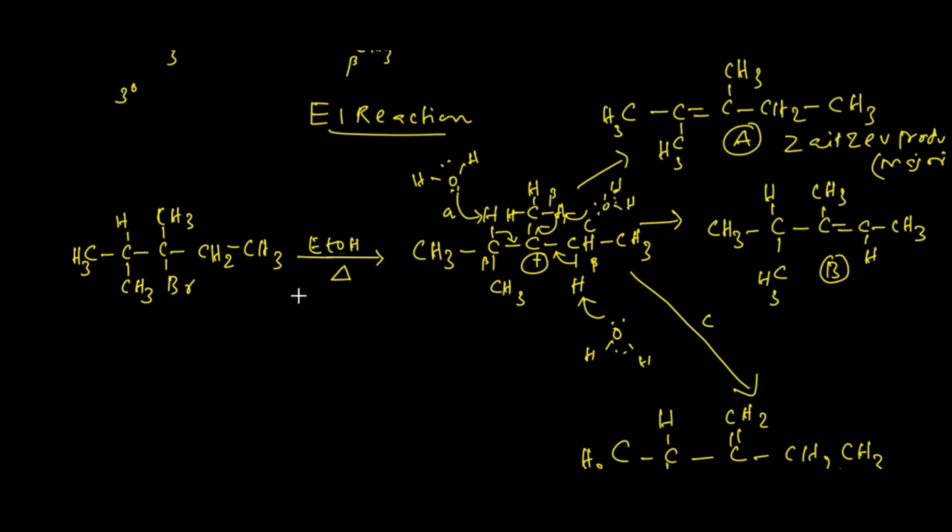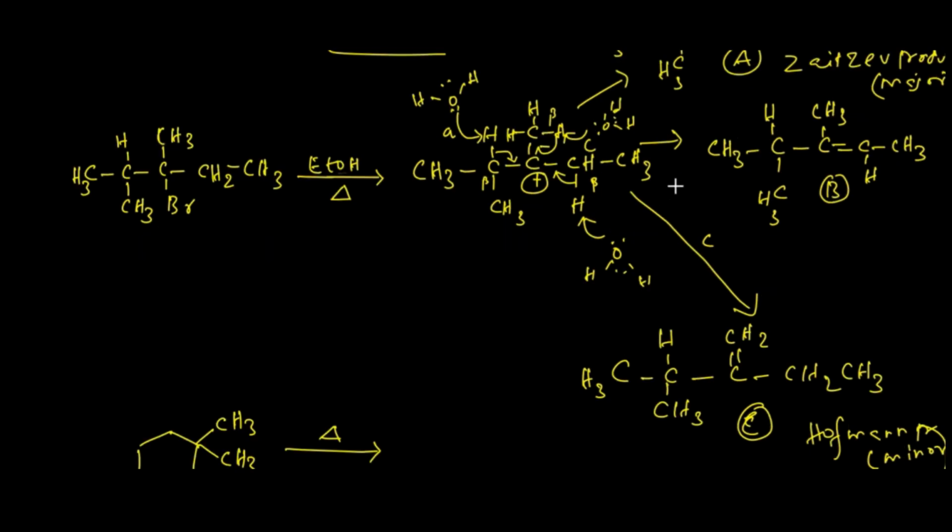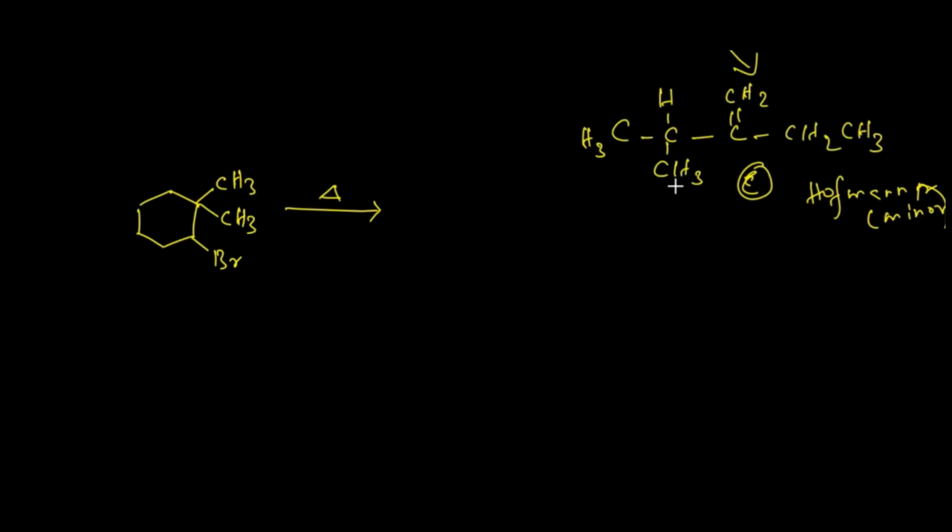So if your beta carbon has a different environment, then we will get a mixture of products. That is the nature of the E1 reaction. Also, one more thing we should remember: in the SN1 reaction we learned it may give the rearrangement product. So this is the default rule. Whenever there is a carbocation, there is a possibility of a rearrangement.